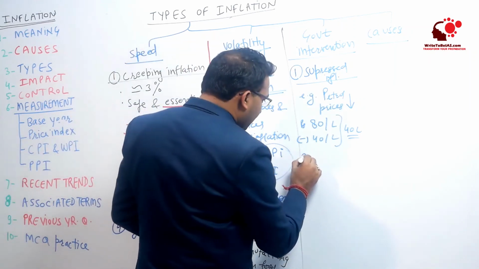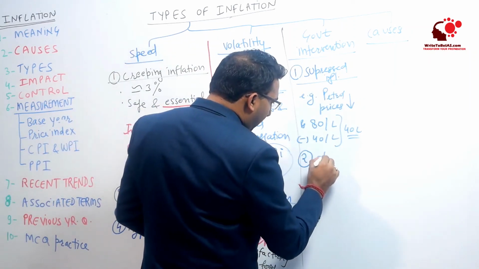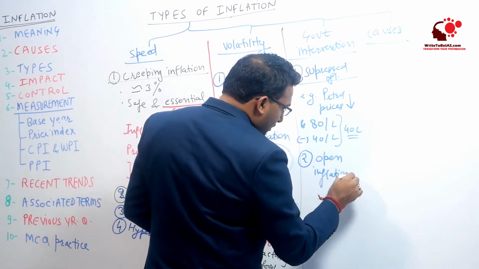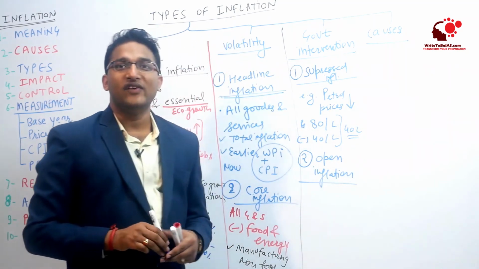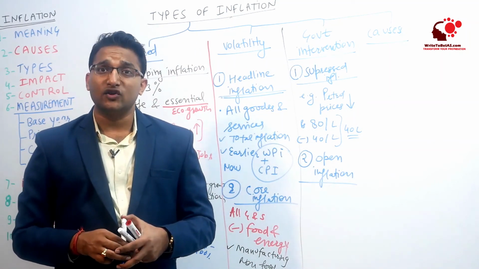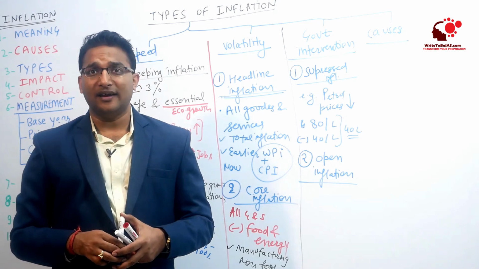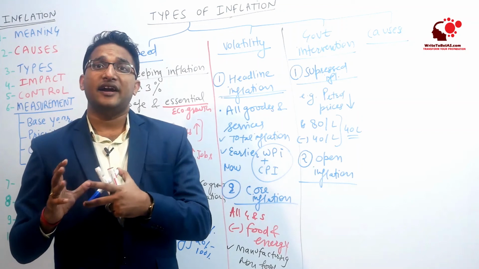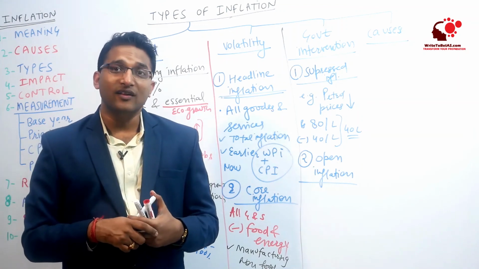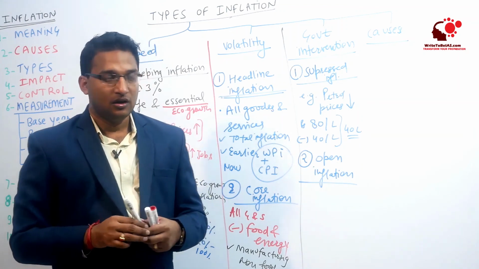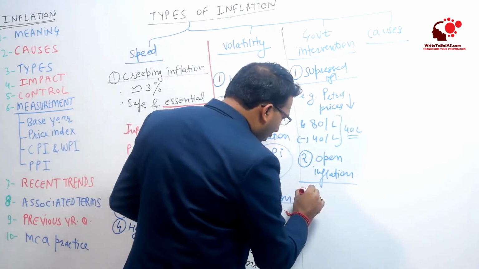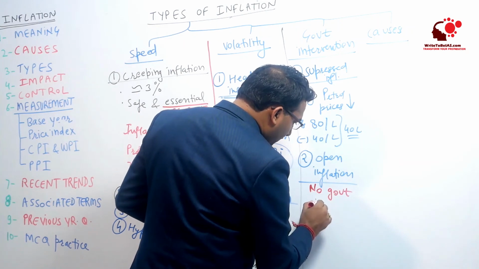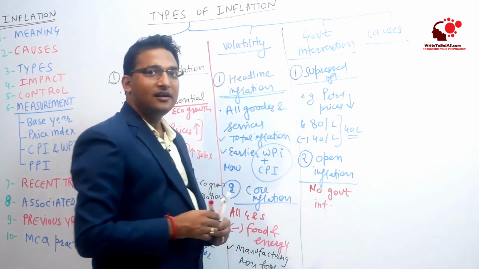The second category is the open inflation. So this open inflation will be when there is no government intervention in the price mechanism. So only and only the market forces are deciding the type of inflation, the rate of inflation. So when there is no government intervention, then this is called open inflation, right?